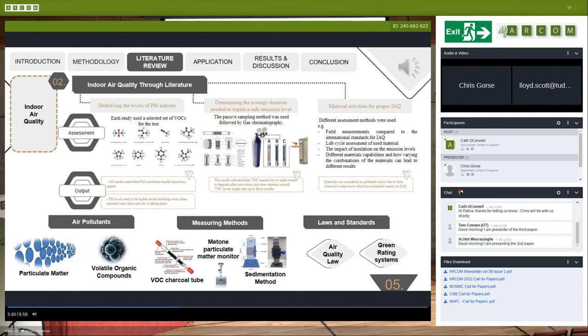From the previous three directions, air pollutants such as particulate matter and volatile organic compounds were defined and their characteristics were identified. Moreover, measuring methods were identified in order to help measure the chemical standards and percentage during the renovation process. Finally, laws and standards related to indoor air quality were identified to be used in the case study.